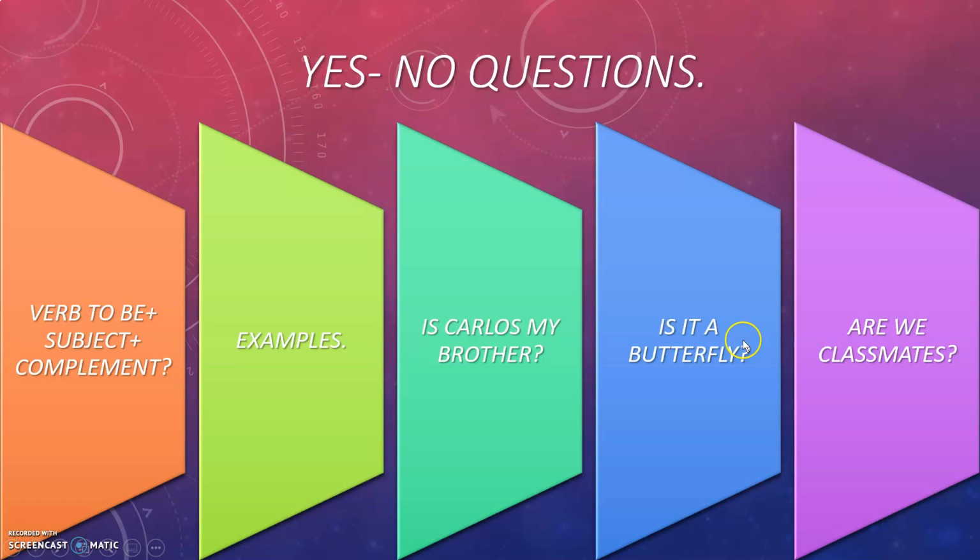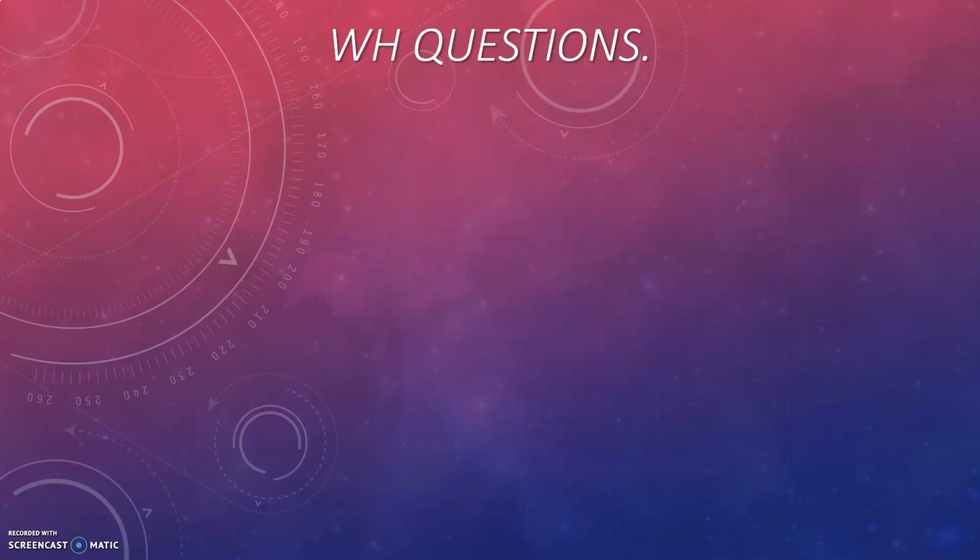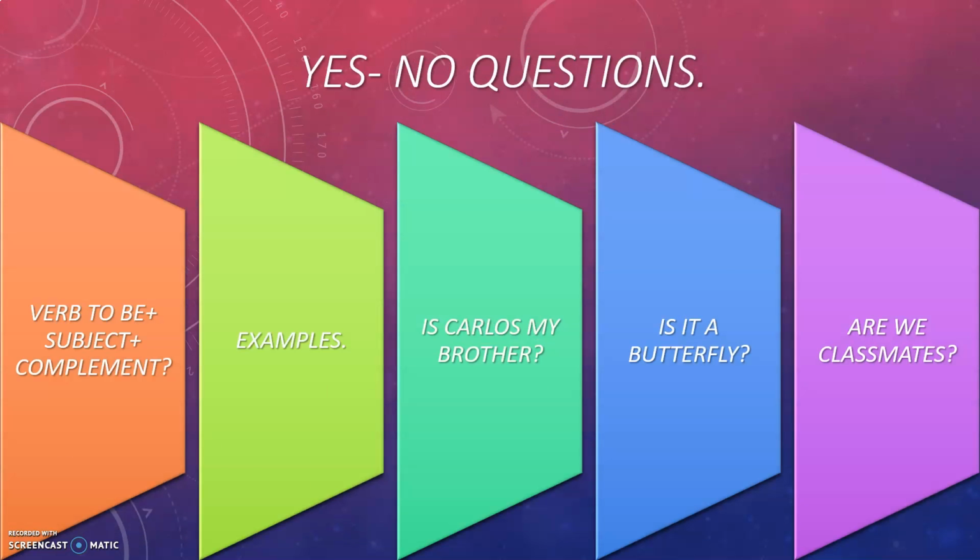Okay? And at the end, we have, are we classmates? The verb to be is are, the subject or the pronoun is we, and the complement in this case would be classmates. Okay, well, I hope this is clear for you. Now, what about double H questions?